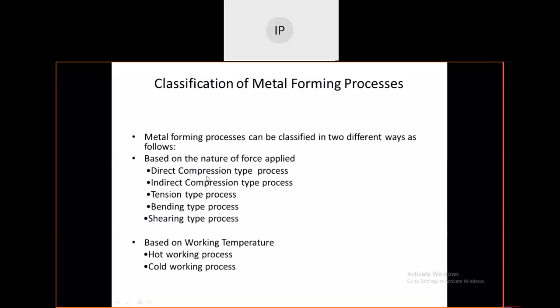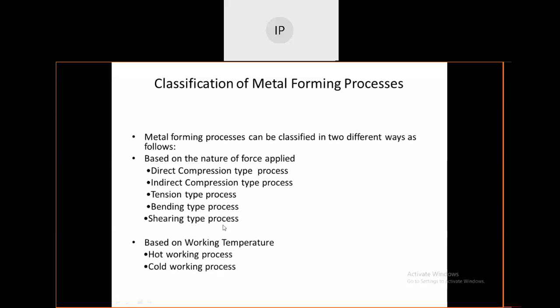Again, in that we have the direct compression type process. This means the compression force is applied on the workpiece directly. The example I also told is the forging process. Then the indirect compression type process, the third one is the tension type process, then the bending type process, then the shearing type process. So these come in the first category, that is based on the nature of forces applied.